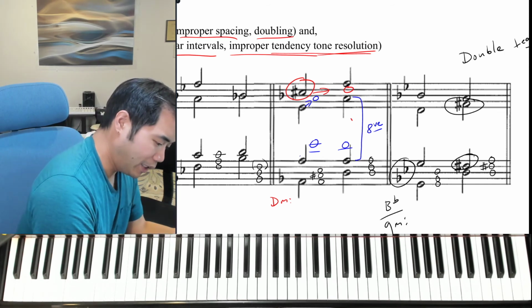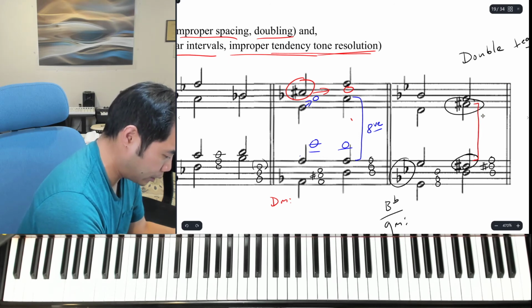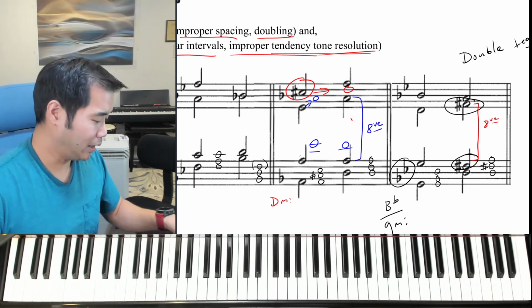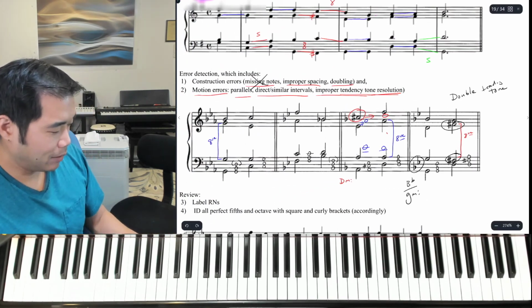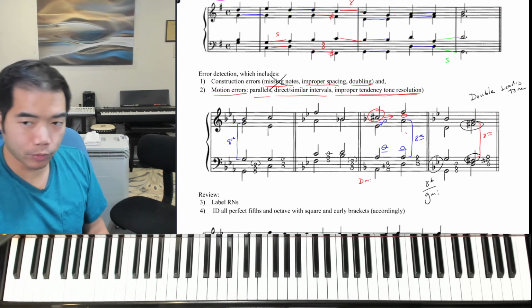And lastly, again, we're really stretching that distance between the alto and tenor, going to the octave. Again, that's the absolute limit, and I would caution against it. In fact, some theory textbooks will call that kind of an error, having too much spacing between those two voices.